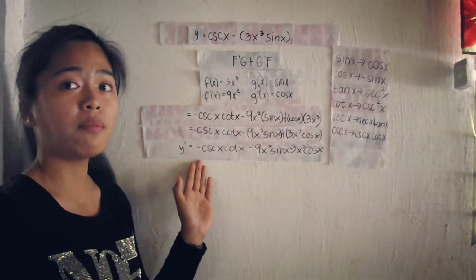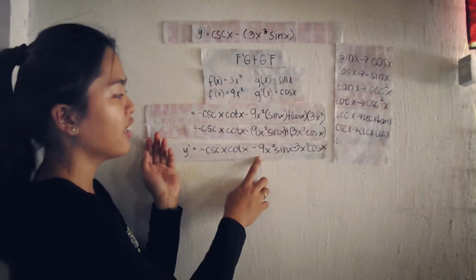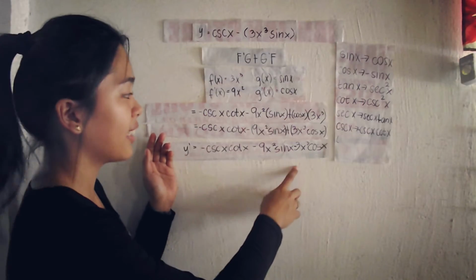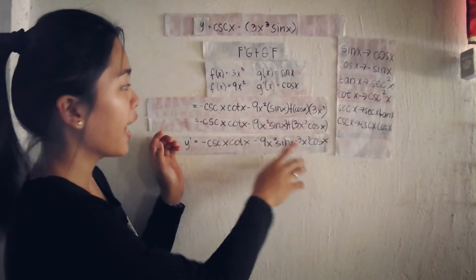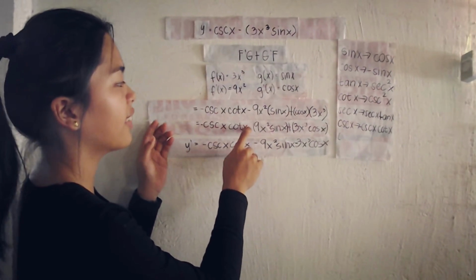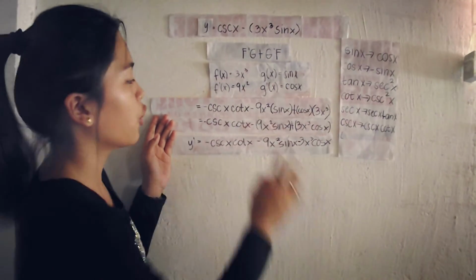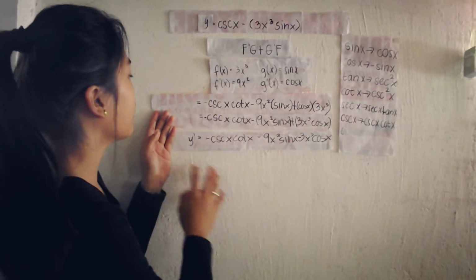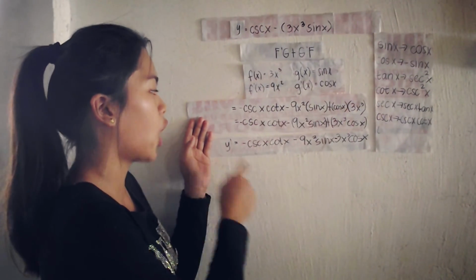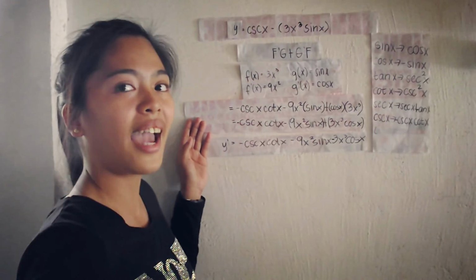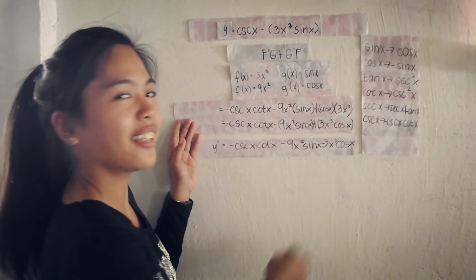So y prime is now equal to negative cosecant x cotangent x minus 9x squared sine x minus 3x cubed cosecant x. Why negative here? It is because we distributed this negative sign to this function and this function, so we now obtain two negatives here. Understood? So again, our final answer is y prime equal to negative cosecant x cotangent x minus 9x squared sine x minus 3x cubed cosecant x.